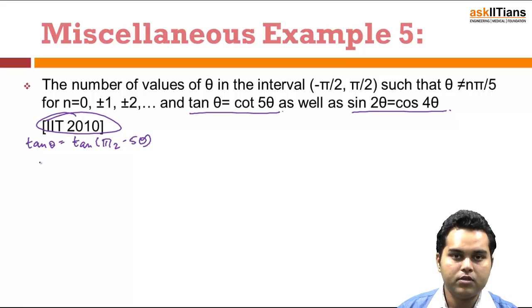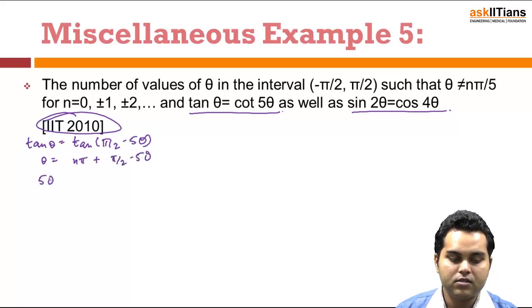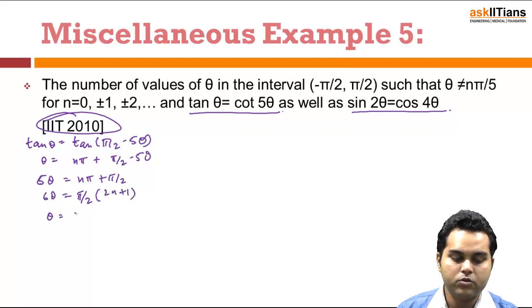This is of the form tan theta is equal to tan alpha, to which the general solution is theta is equal to n pi plus alpha. Here alpha is pi by 2 minus 5 theta. So the equation I get is 6 theta is equal to n pi plus pi by 2, pi by 2 taken common, so I get 6 theta is equal to pi by 2 times (2n plus 1). So theta is equal to pi by 12 times (2n plus 1). Now in the region minus pi by 2 to pi by 2, I will check how many values lie.